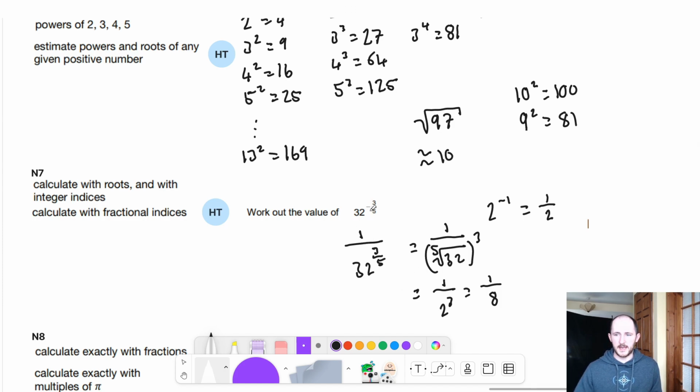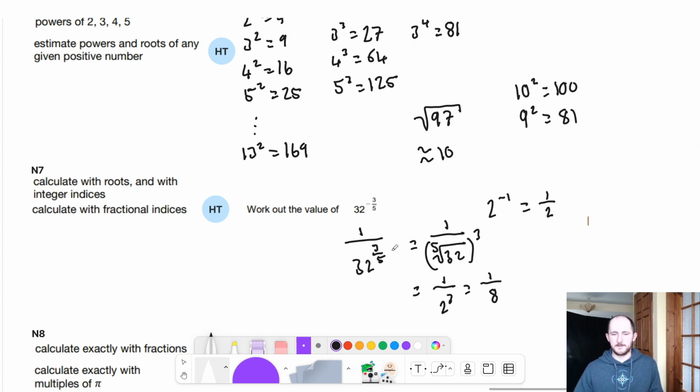I would always tackle the negative first. And again, to be honest, the questions are very similar each year. So you put 1 over. Then whenever you have a fractional indice, what you're doing is you're taking the denominator's root of the number, so in this case the 5th root, and then you do the numerator as the power. So in this case, you cube it.